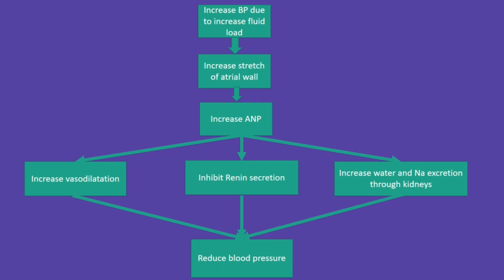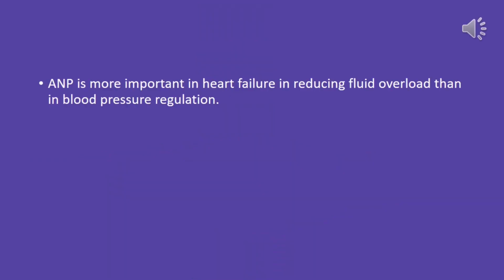Inhibition of water and sodium reabsorption. ANP inhibits water and sodium reabsorption from the distal convoluted tubules in the kidneys, promoting diuresis and natriuresis, which further reduces blood volume and blood pressure. In summary, ANP acts through vasodilation, inhibition of the Renin-Angiotensin-Aldosterone mechanism, and inhibition of water and sodium reabsorption to help reduce blood pressure and maintain cardiovascular balance. ANP is more important in heart failure in reducing fluid overload than in blood pressure regulation.